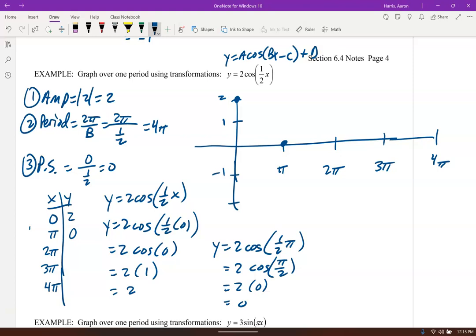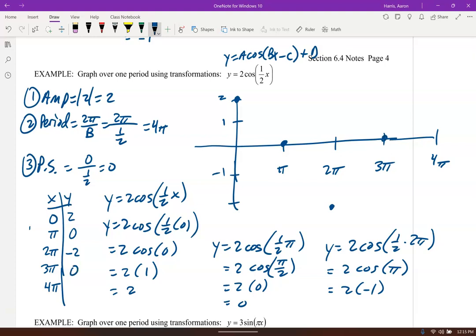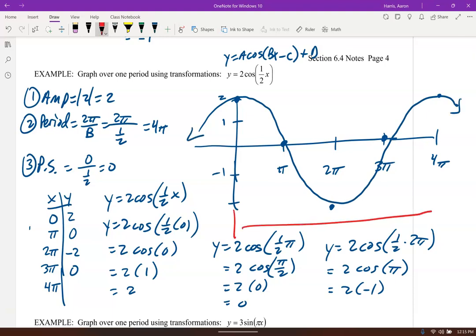I'm going to plug in 2 pi. Well, a half times 2 pi is just cosine of pi. And cosine of pi is -1, so I got 2 times -1, I got -2. So 2 pi, -2. 3 pi is going to spit out 0. 4 pi is going to spit out 2. And you're going to see the one cycle or period. You see how the period here takes you 4 pi.